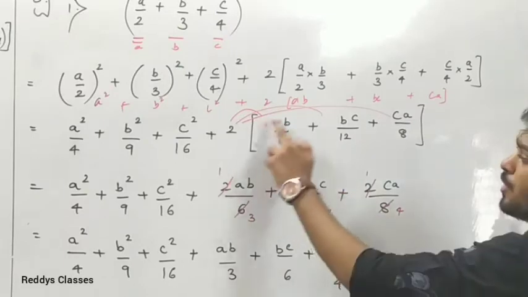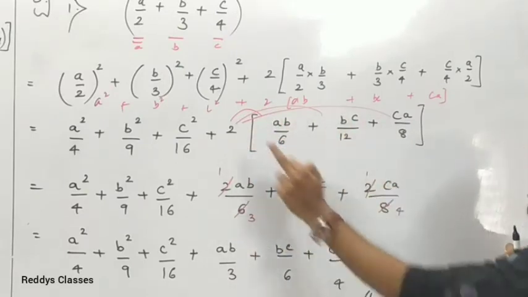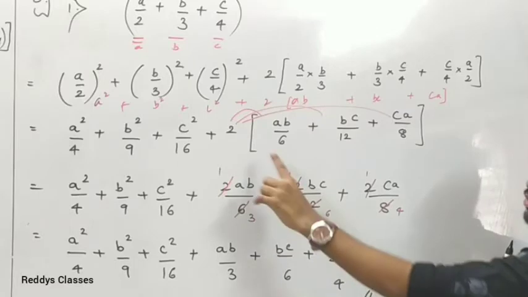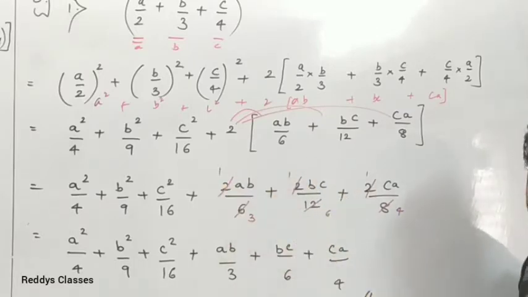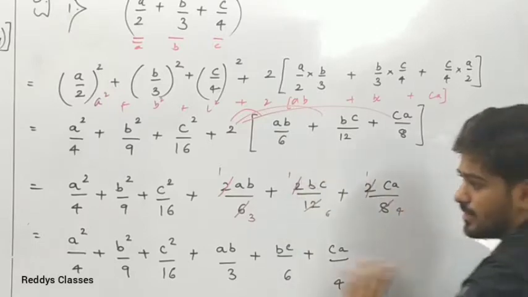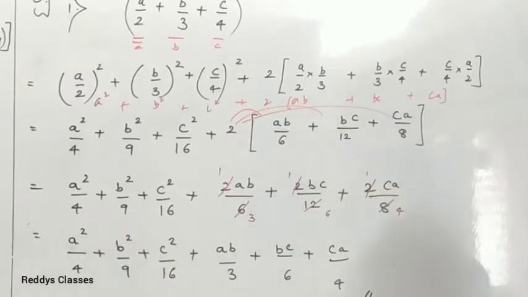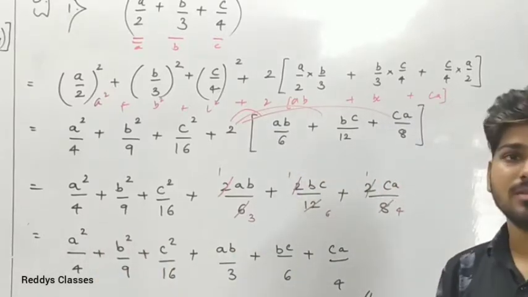So 2 into AB upon 6, 2 into BC upon 12, 2 into CA upon 8. So the 2 and 2 get cancelled. For table 2, 1s are 2, 2 3s are 6 and so on. We have to write this equation here simultaneously. We get the solution. Let us see one more question.